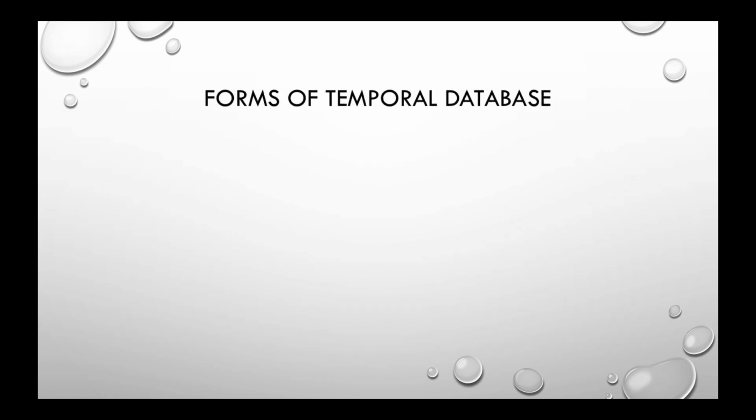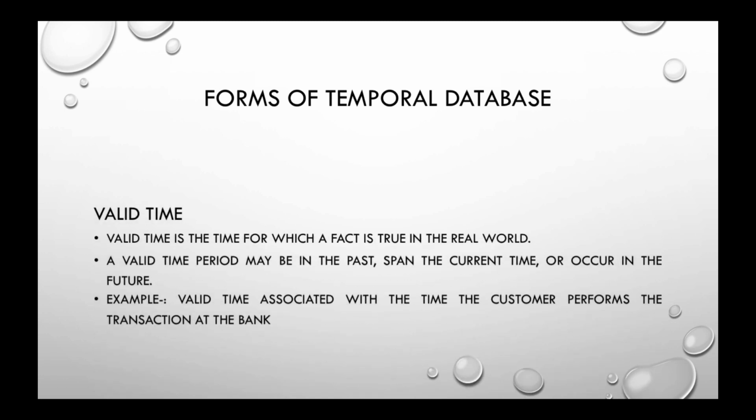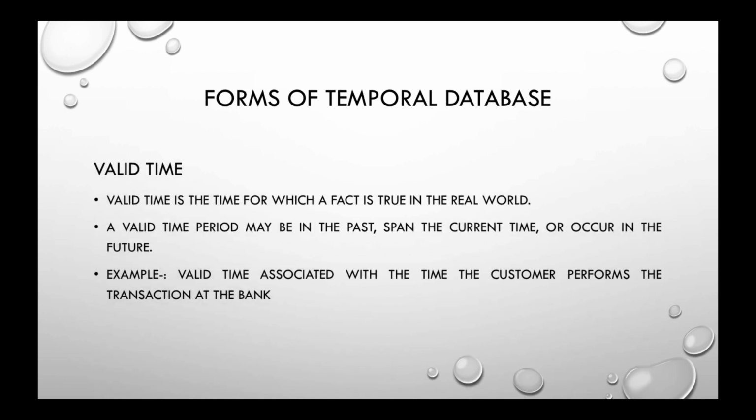So now let's talk about forms of temporal database. The first form of temporal database is valid time. Valid time is the time for which a fact is true in the real world. A valid time period may be in the past or the current time or occur in the future. For example, in a banking system, the payment and the withdrawal made by a customer have a valid time associated with the time the customer performs the transaction. Another example would be in a football competition, when did the club win the competition? That means the time when Arsenal won the FA Cup.